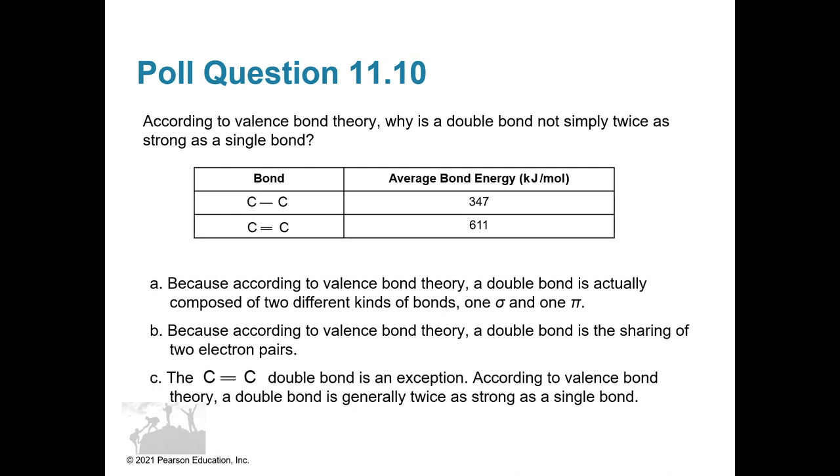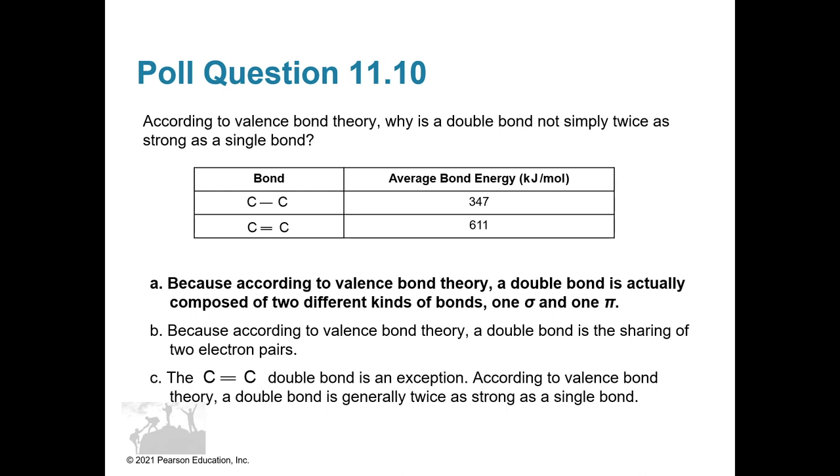According to valence bond theory, why is a double bond not simply twice as strong as a single bond? Pause the video, take a close look at the table that's given, and also your answer choices. And when you're ready for the answer, click play. All right, so the answer here is letter A.